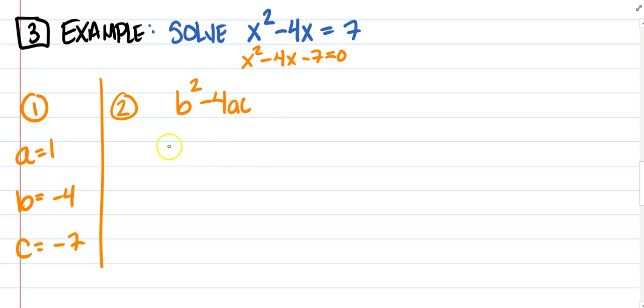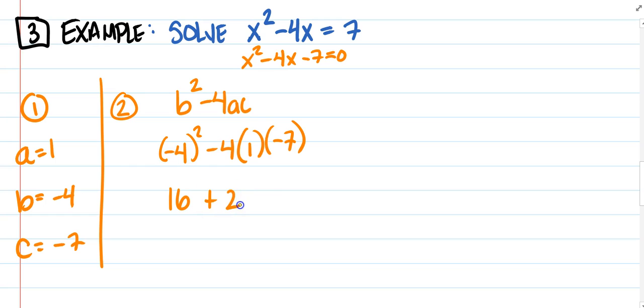Okay, so look over here. So this is going to be negative 4 quantity squared minus 4 times 1 times the value of negative 7. Okay, now don't mess this part up. A lot of students mess this up in the calculator. Negative 4 squared, this is the number 16, okay? Now, if I have a negative 4 and a negative 7, don't mess that up. Negative 4 times negative 7 is a positive 28. So this is going to be 16 plus the number 28, okay? And that's going to give you a value of 44.